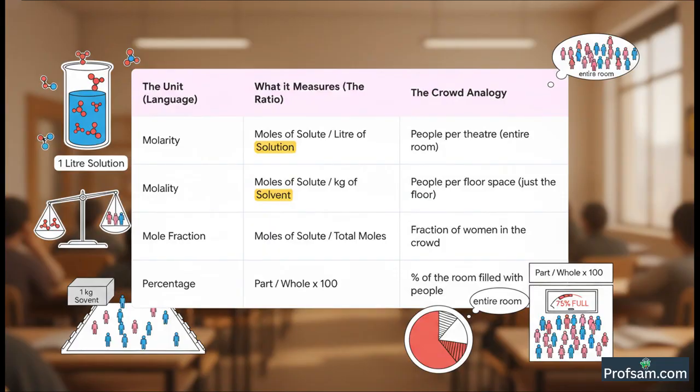We could count the number of people per the entire theater, the whole room. This is just like molarity. Or we could count the number of people per the area of the floor space only, ignoring everything else. This is like molality. We could also calculate what fraction of the crowd are, say, women. That is like mole fraction. Or we could simply say what percentage of the room is filled with people. That's like percentage. So you see, 4 different ways to describe the exact same crowd.